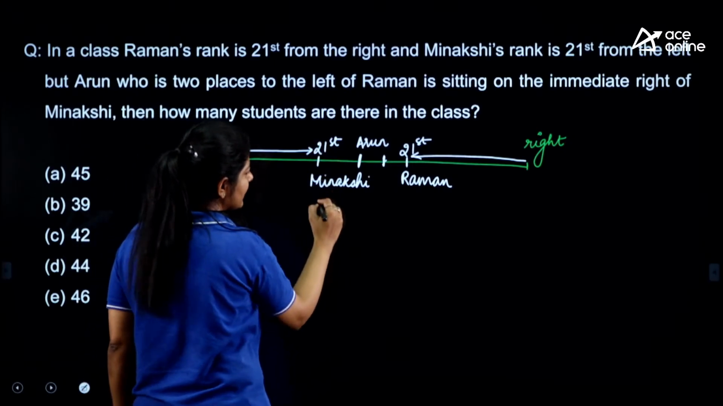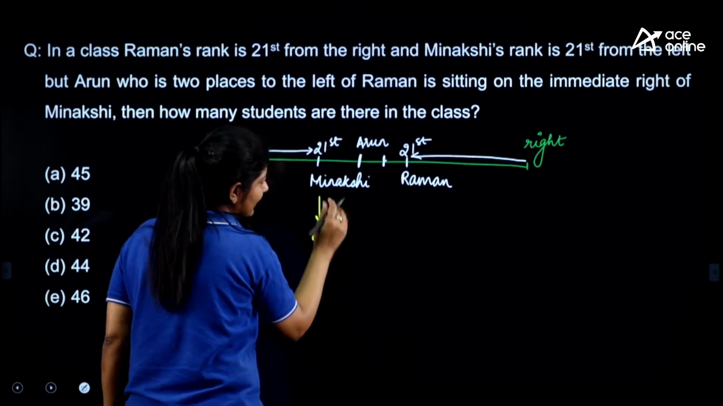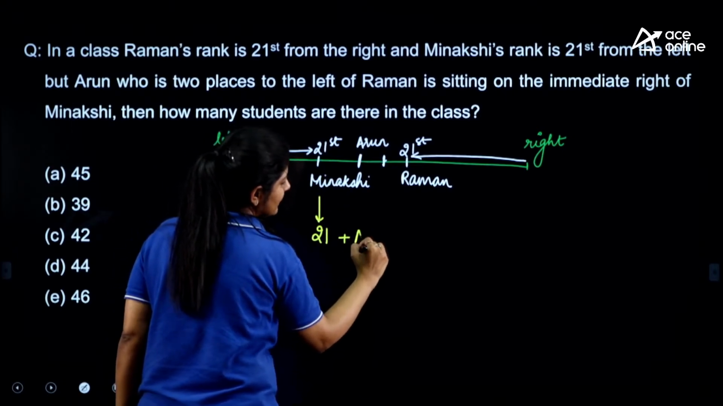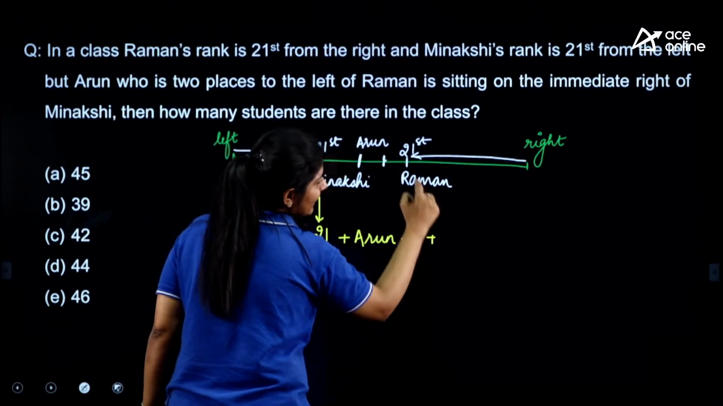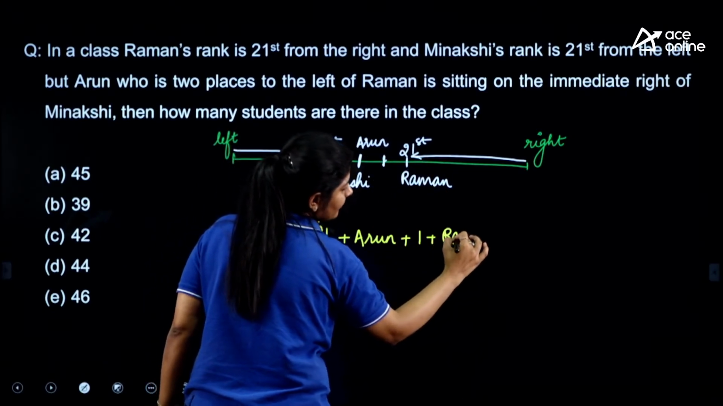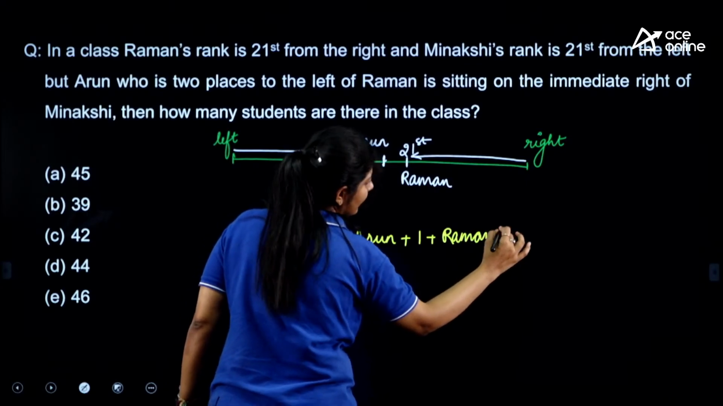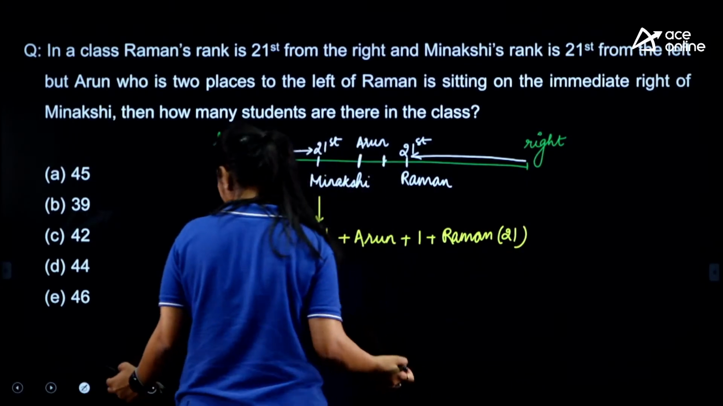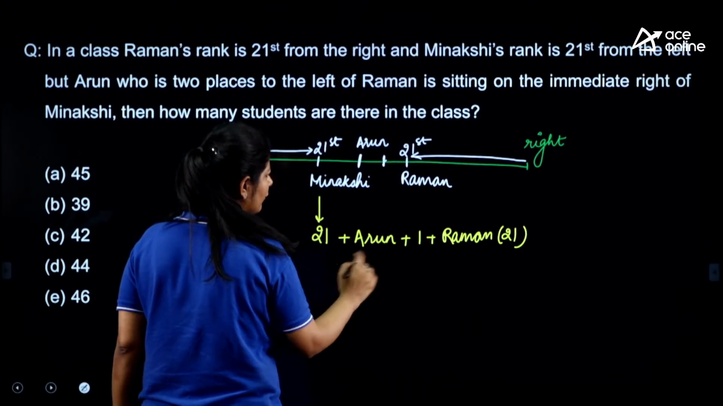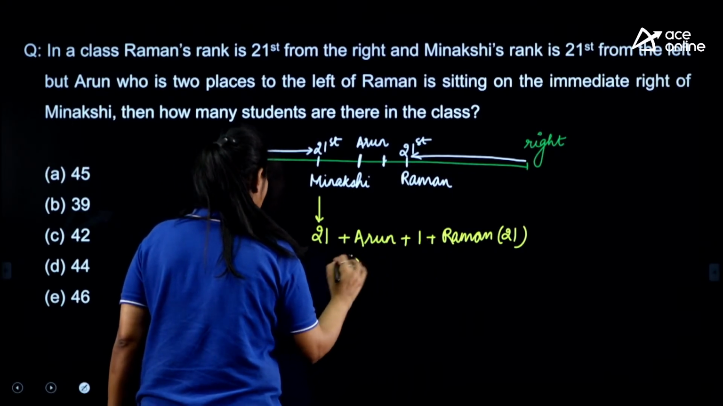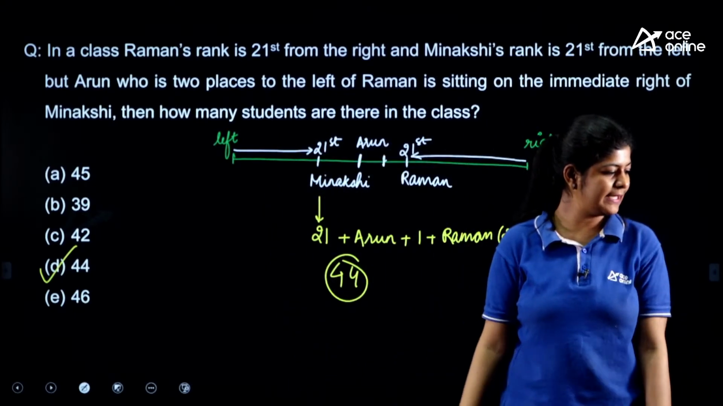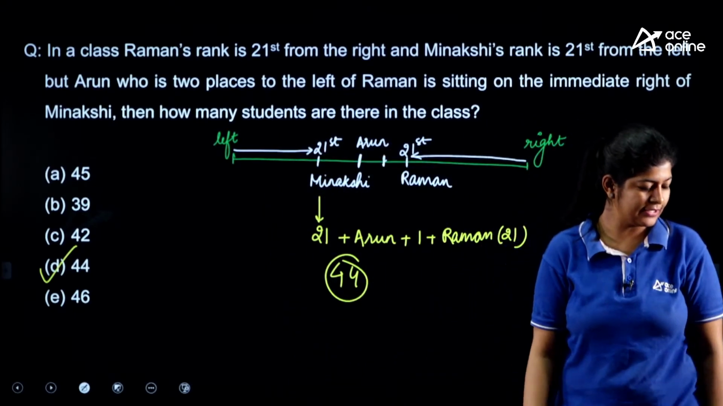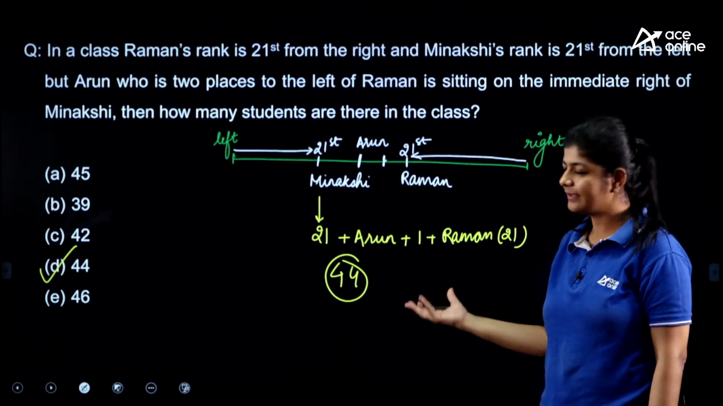So the total number of students is nothing but 21 till Meenakshi, plus Arun, plus there is one more person, and then Raman's rank, that means 21. So this is nothing but 42, 42 plus 2, 44. Option number D is the correct one. Very good Radhe, very good Sundaram. It's a very easy one, right?